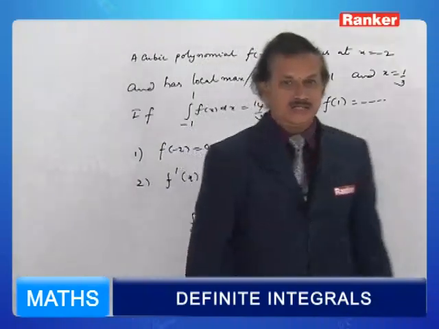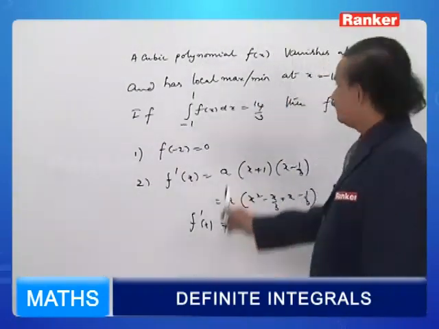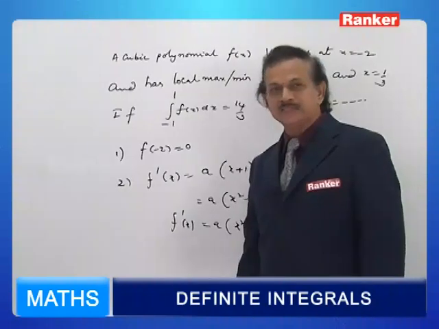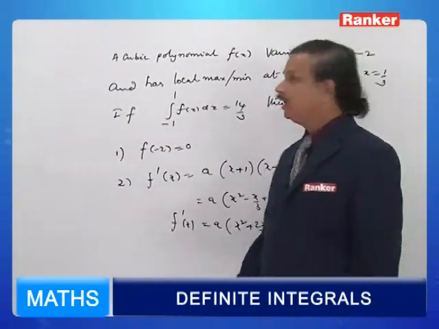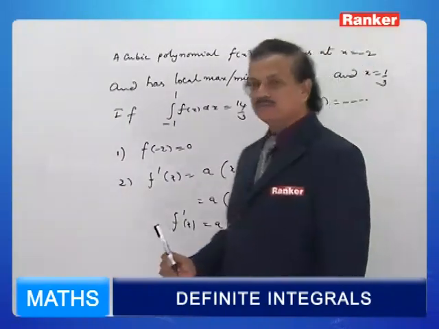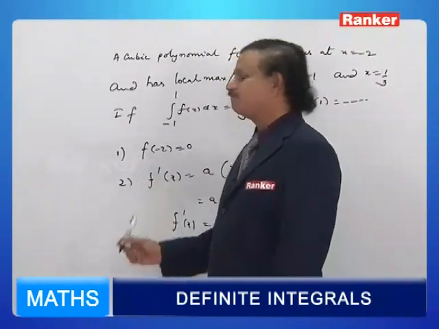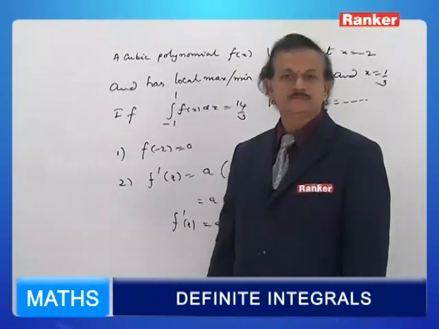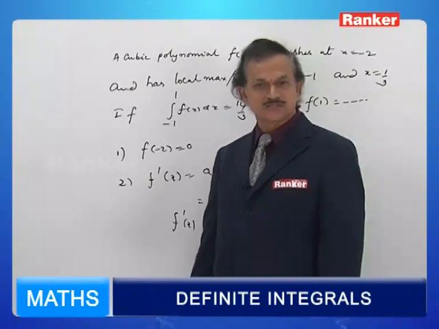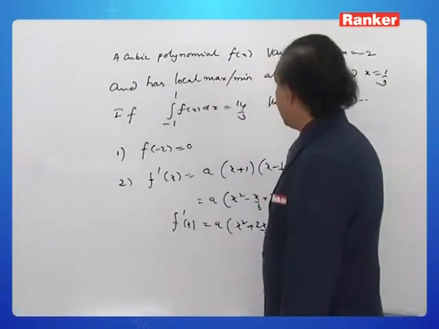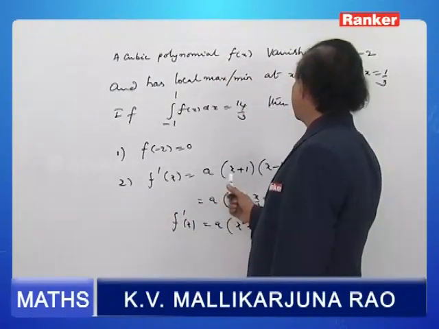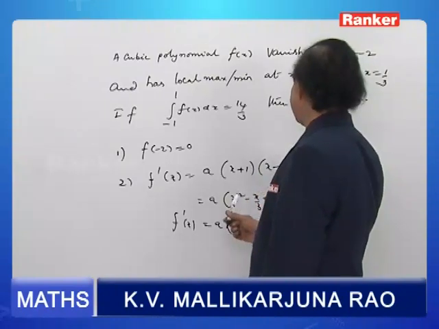The data, there are 3 lines, you see. In the first line, he is saying that f of x is a cubic polynomial which vanishes at x equal to minus 2. What can you say? F of minus 2 is 0. Okay, and f dash x is equal to a into x plus 1 into x minus 1 by 3.